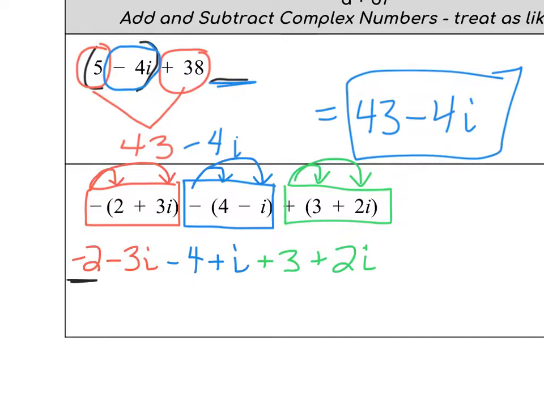So let's start with the real numbers. We have a negative 2, a negative 4, and a positive 3. So I'm going to put those down here together. Negative 2 minus 4 plus 3.